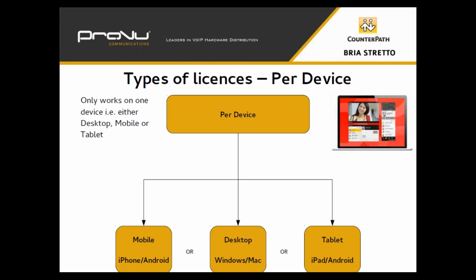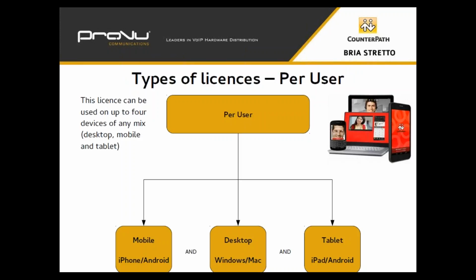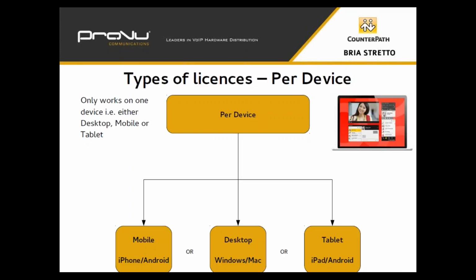As you can see from the graph here, you can purchase a mobile license, a desktop license, or a tablet license. You can only use one of those. So if you purchase a mobile license, for example, you'd only be able to log in on the mobile client for one user. It basically just works on one device, so it either works on mobile, desktop, or tablet. You can't use it on different ones.